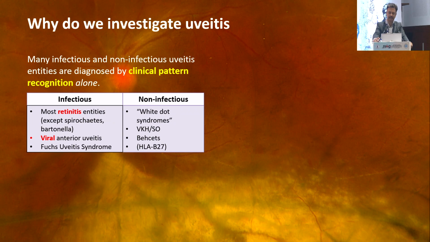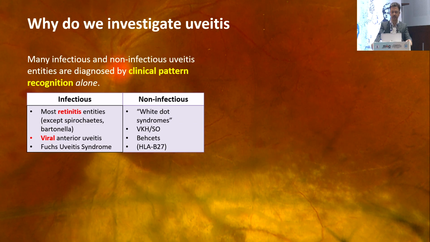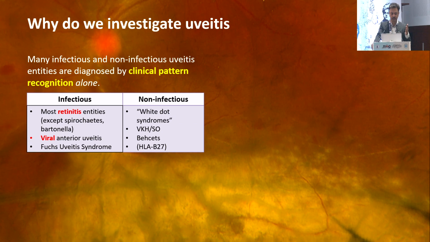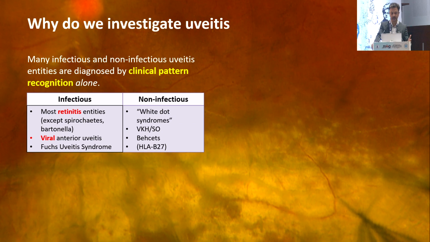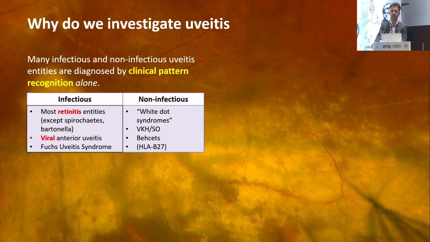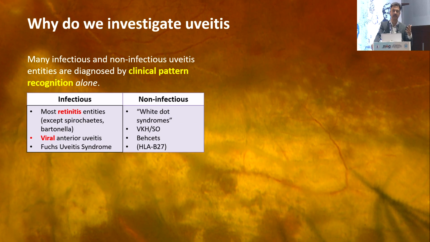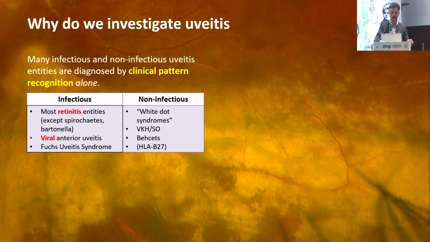So why do we investigate in uveitis? As you have seen since morning, most of the diagnoses that we make in uveitis are actually clinical diagnoses. This especially includes most of the retinitis lesions, the viral anterior uveitis, the Fuchs uveitis syndrome. Then in the non-infectious part also, the white dot syndromes. And when I say clinical, it means what you're seeing during your indirect ophthalmoscopy as well as your imaging findings, or VKH, Behçet's, and to an extent even B27 is a clinical diagnosis.